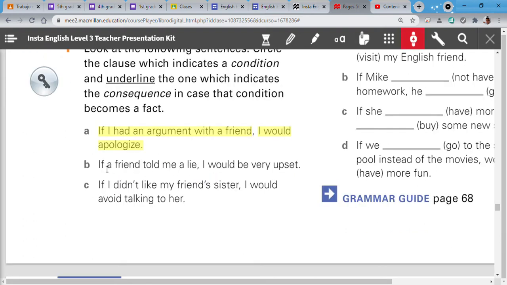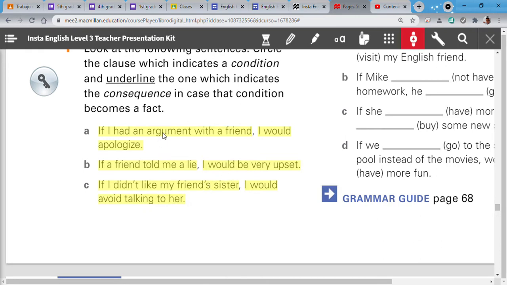For example, if a friend told me a lie, that is the clause. I would be very upset. So what is the consequence? I would be very upset. If I didn't like my friend's sister, now this is the situation, I would avoid talking to her. Evitaría hablarle. That is the consequence.